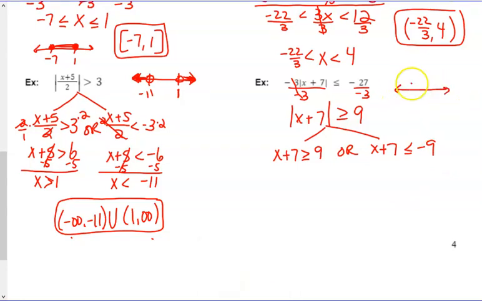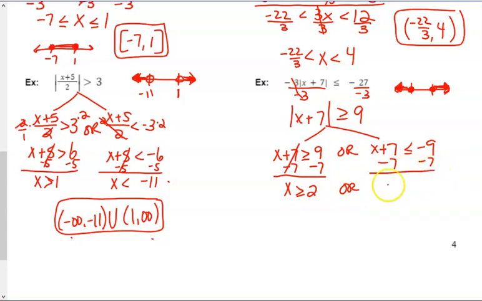Again, we're going to have something like this. Now this time it's equal to, so I'm going to do a solid circle here. But in each one of these greater than cases, I'm going to be looking at these 2 sections that I need to identify those numbers. So let's do that by solving for x. And we're going to subtract 7 from both sides and get x is greater than or equal to 2. Or subtract 7, that ends up with x has to be less than or equal to -16. So greater than or equal to 2, less than or equal to -16.